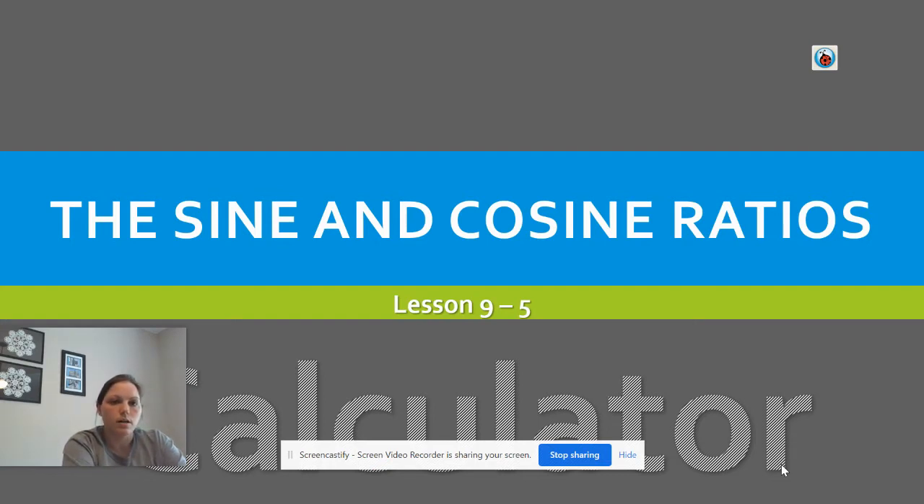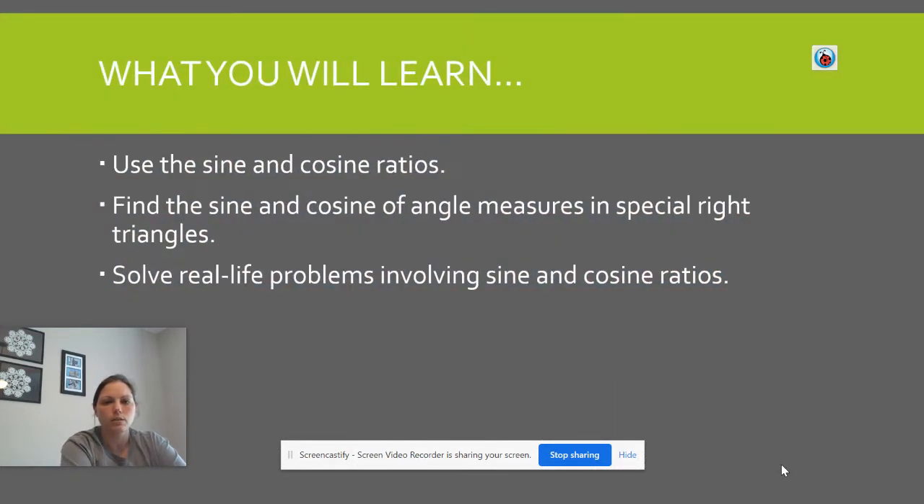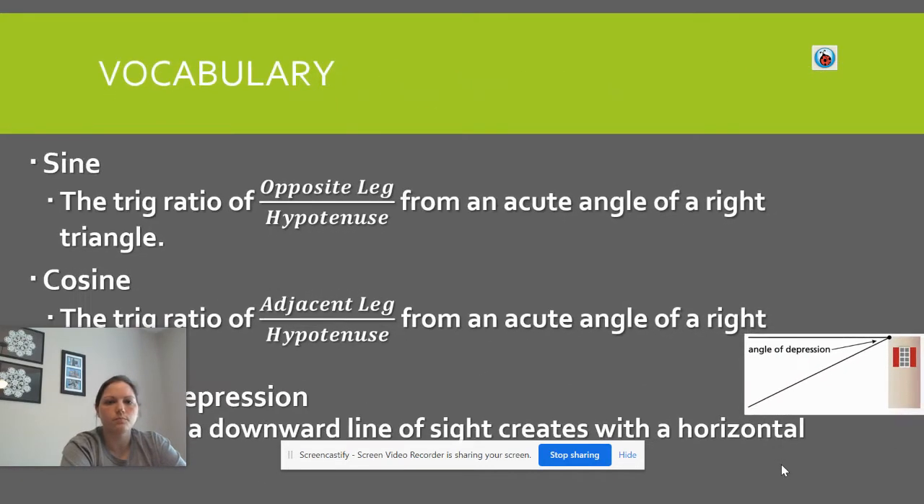Okay, so we talked about tangent in our last lesson. We're going to talk about sine and cosine today. And again, we're going to need our calculator. So we're going to find the sine and cosine ratios. We'll use them, and they're used only in right triangles. And then we're going to use them in real life examples also.